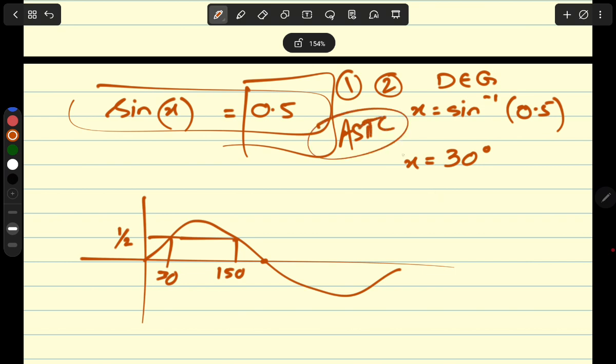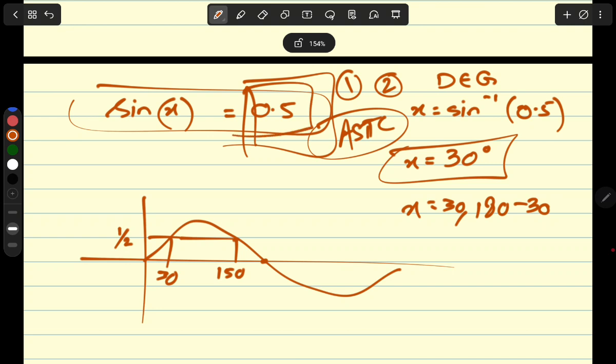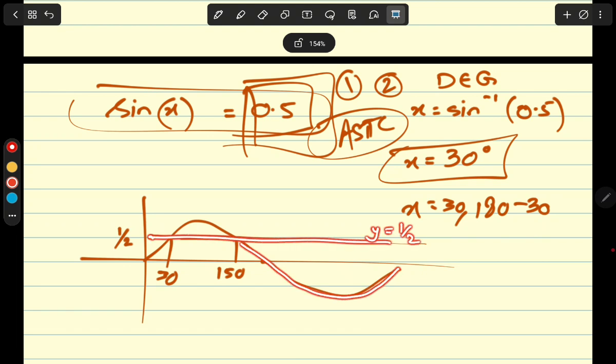And then they just find the basic angle and also find the second angle in the second quadrant because this is positive. However, the intuition behind it is that you're actually trying to solve two equations: y equals a half and the sine curve, y equals sine x. This is how you find two solutions, right? The calculator will only give you one angle, but Cambridge asks for all the angles in a given domain.